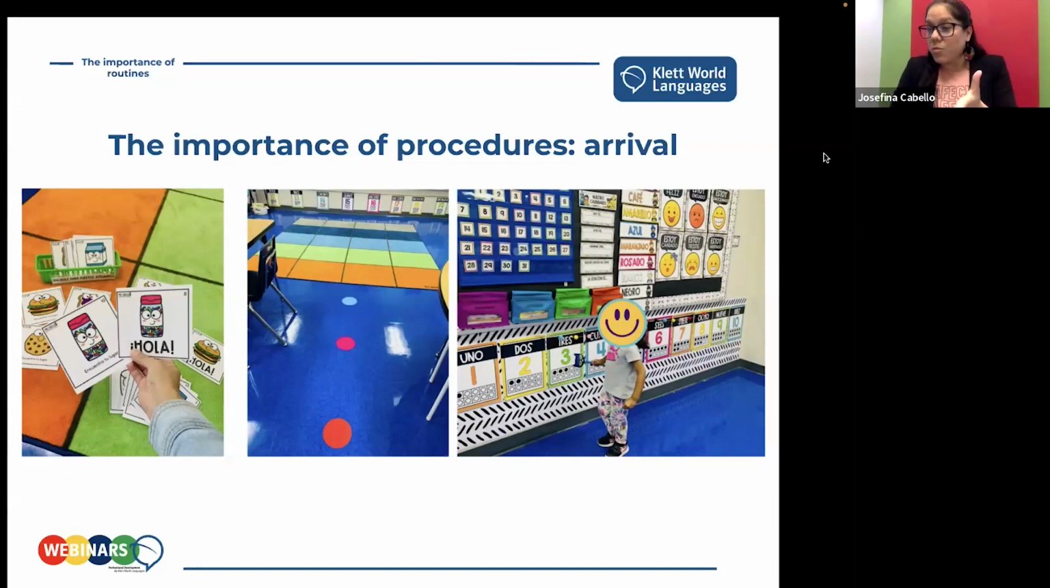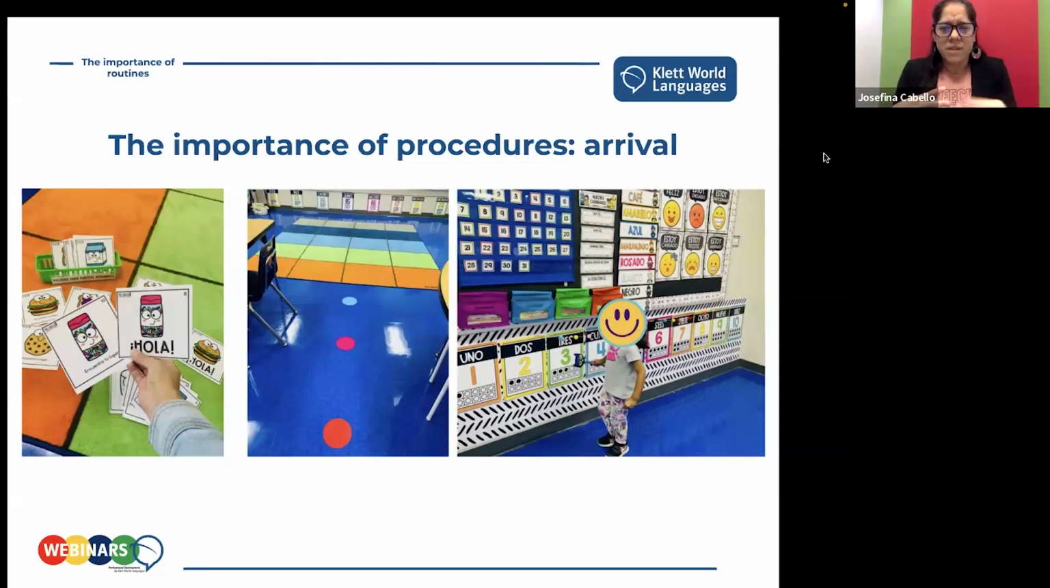If they're going to the rug, if they're leaving the room, it's very important for you to mark those spots. Those are like some vinyl circles that you can find on Amazon or any other store, and they are very helpful. Also, when it's time to line up, you can tell students, hey, each one of you stand on one circle so we can line up.